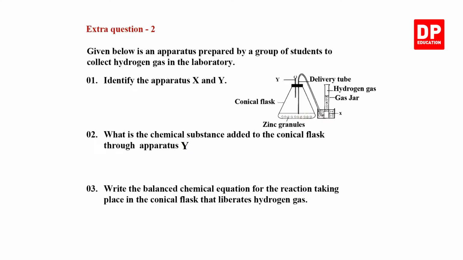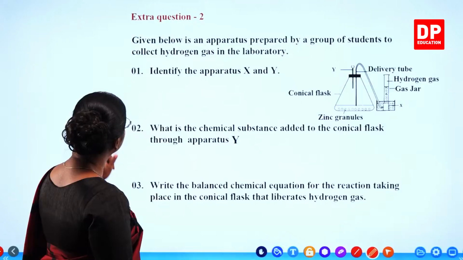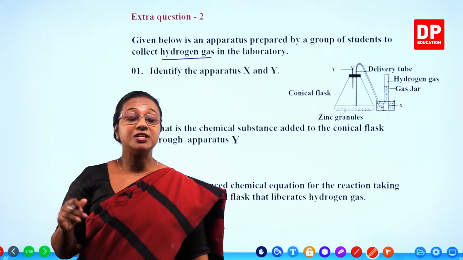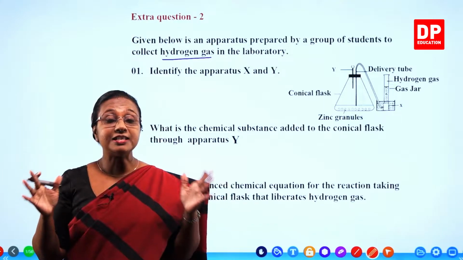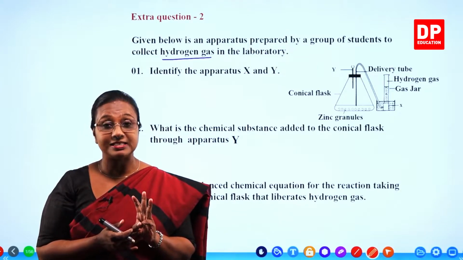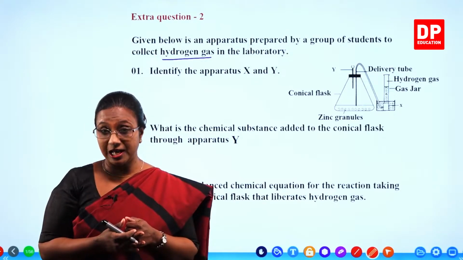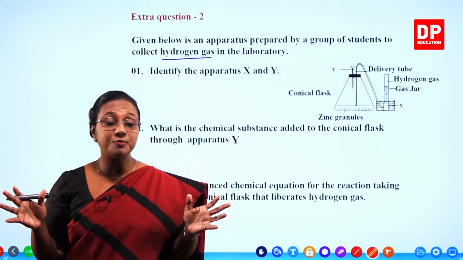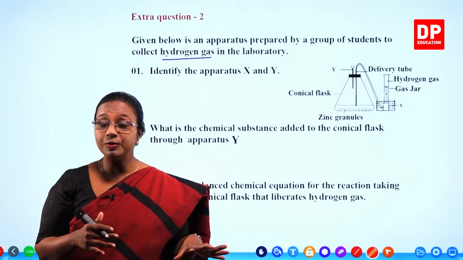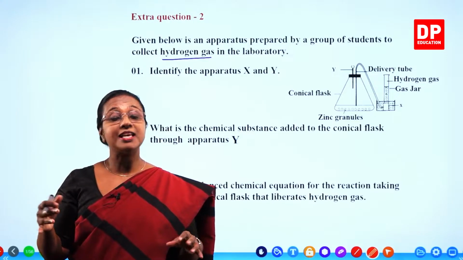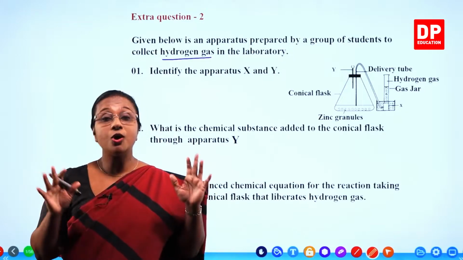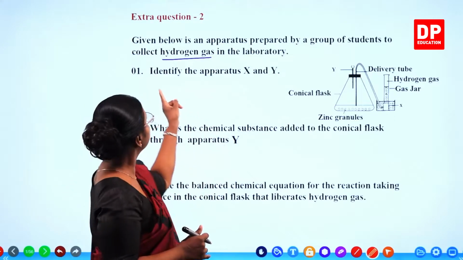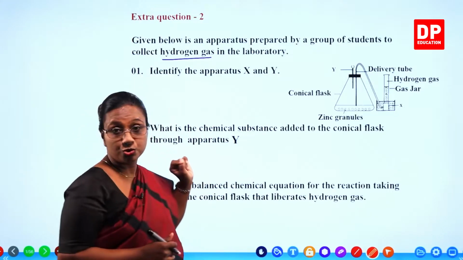Given below is an apparatus prepared by a group of students to collect hydrogen gas in the laboratory. You can remember students, when we discussed the lesson, we discussed preparations of three gases: hydrogen, oxygen and carbon dioxide. And I also did the activity in the laboratory. So you're familiar with the observations, the chemicals that are used to produce the gas, how we collect the gas and what properties are used to collect the gas. All that is familiar to you. Here they have given us the setup, the apparatus that is used to collect hydrogen.